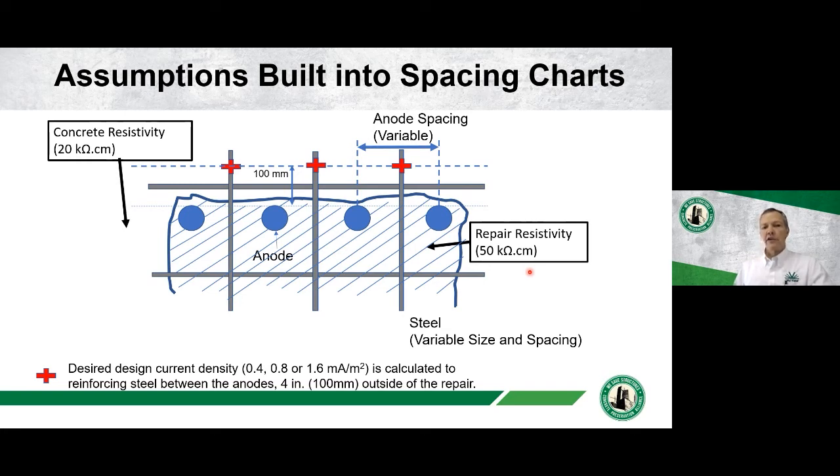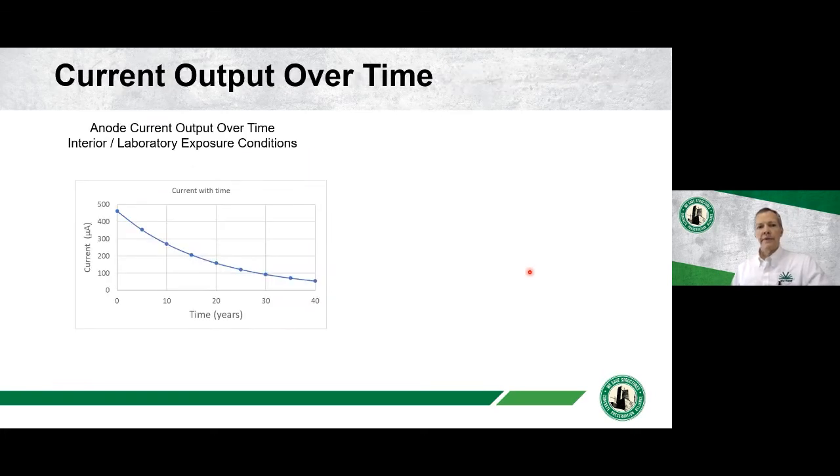Again, if you've got different values, then they can be adjusted. The next thing that I want to just touch on is that current output from galvanic anodes is going to change over time. And generally speaking, current output is going to go down over time. It's going to diminish with time. And there's a lot of reasons for this.